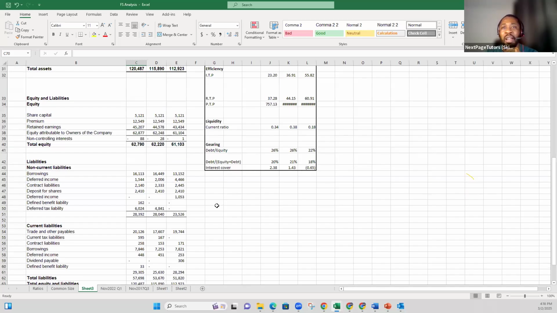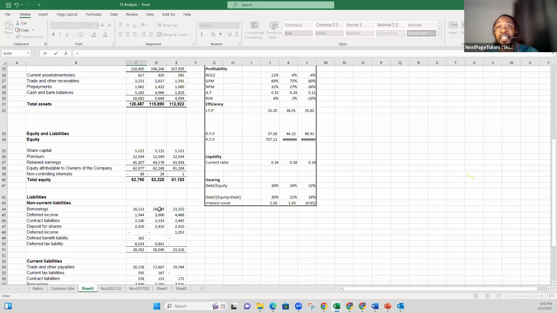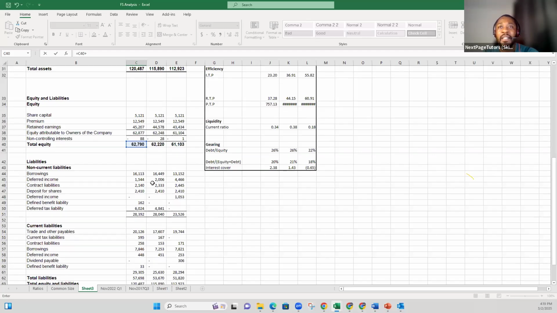If I really want to look at the actual capital employed, I should be looking at my equity. I can also add borrowing, but you see these other things. Deferred income is not really it, I won't consider it. Contract liability, I will consider it, it's a good one. Deposit for shares, if it has been finalized, should already be under equity, but let me capture it even though it's sitting under non-current liability.